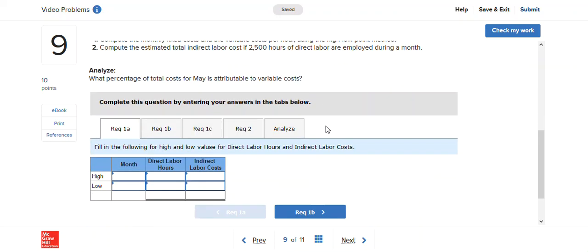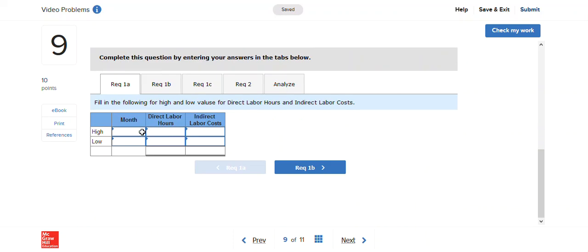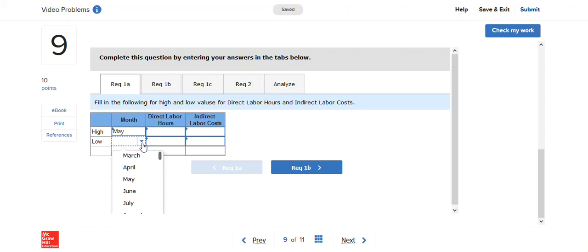And we've got a ton of tabs, but thankfully none of them have too much in them. So for the high-low method, you're going to look at the chart and find the month with the highest amount and the month with the lowest amount. If we look under direct labor hours for the highest amount, looks like May comes in at the highest, and if we find the lowest, looks like February's the lowest. So May is the high, and February's the low.